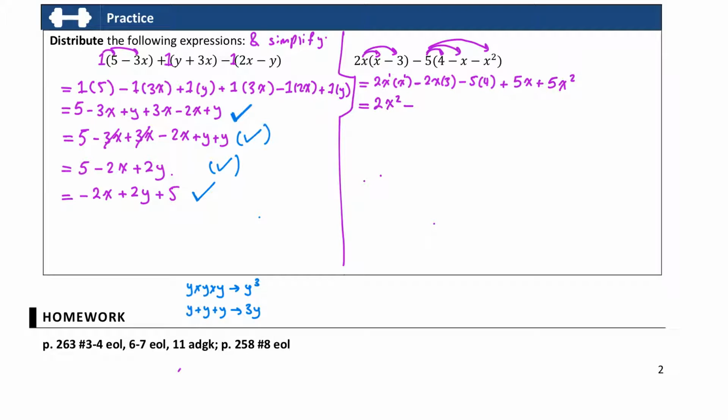For the next term, my numbers multiply together. 2 times 3 gives me 6, and the x stays. For the next one, I only have numbers being multiplied together, so I get 5 times 4 is 20. Next one I get 5x, and that's as simplified as that can get. And my last one is 5x squared, so that stays the same as well.